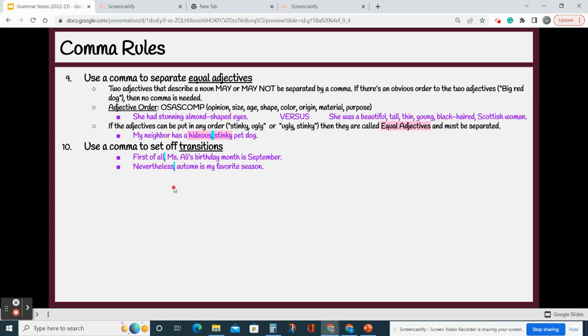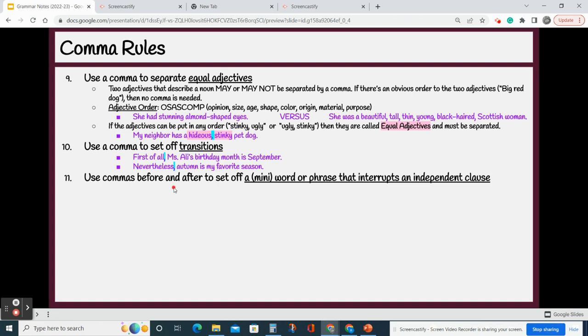Nevertheless, comma, autumn is my favorite season. So they're kind of like interruptions, but they are more like transitions than interruptions. They're interrupting with the intent to transfer our line of thinking from one topic to another.